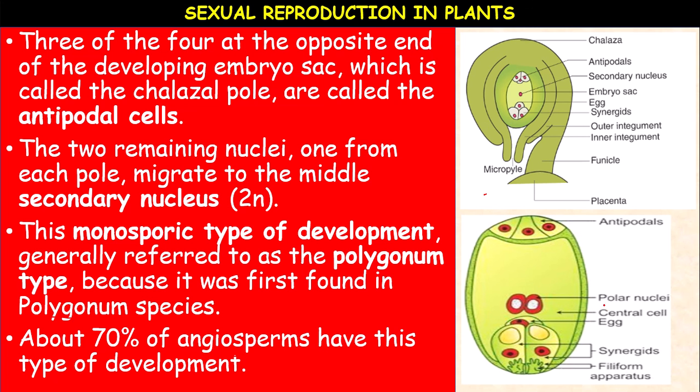The two nuclei move to the center to form the polar nucleus, and of the 8 cells present in this embryo sac, 3 antipodals are present towards the chalazal region, and 3 cells differentiate into synergids and an egg cell present towards the micropylar region, forming the filiform apparatus.